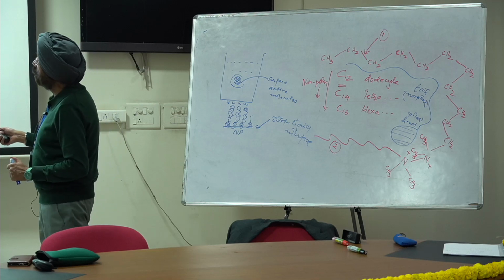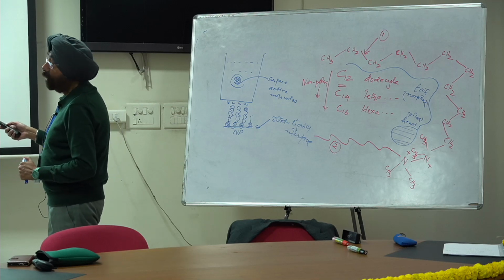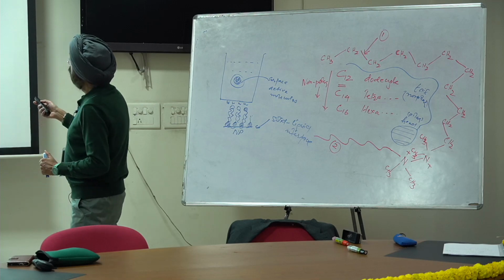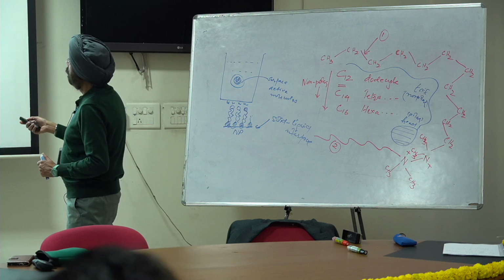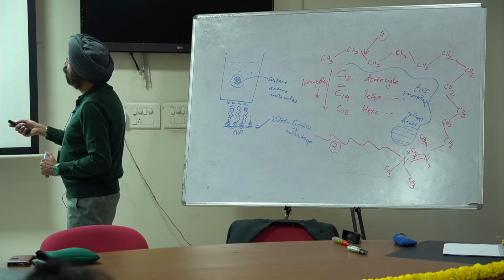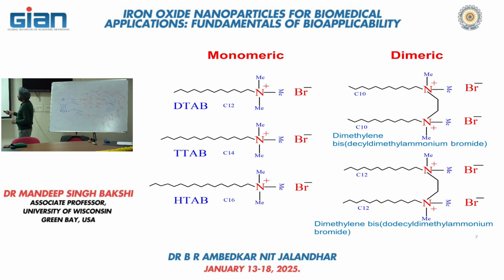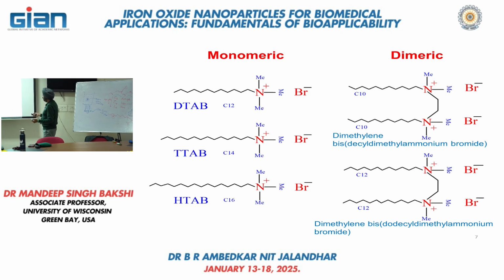When you have the one hydrocarbon chain, we call it monomeric. When you have the double hydrocarbon chain, we call them dimeric. So see over here, this is one hydrocarbon chain. It is C12. You can have identical C12 here, C12 and C12. And you see there are two head groups, one ammonium functional group, another one ammonium functional group, and they are separated from each other through a spacer. We call this a spacer.